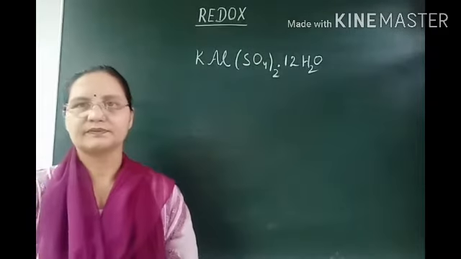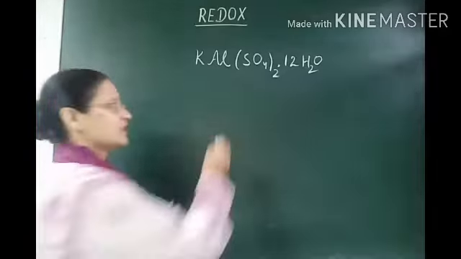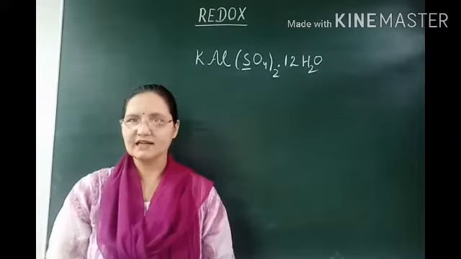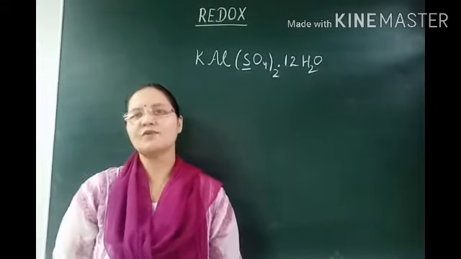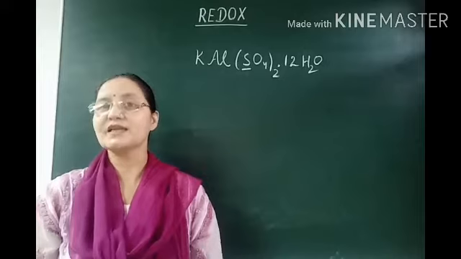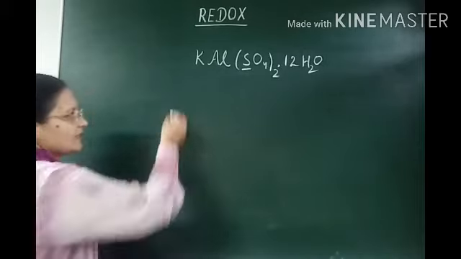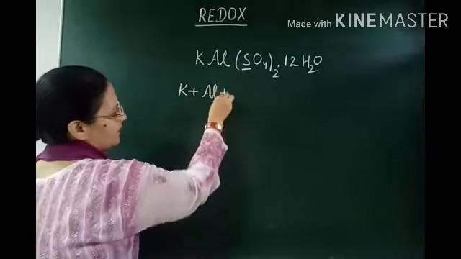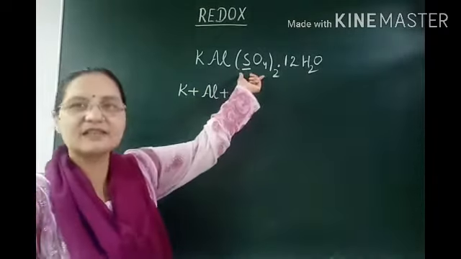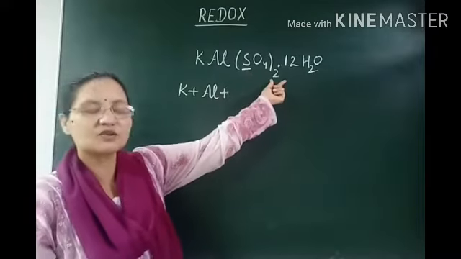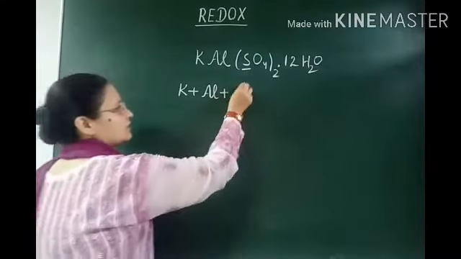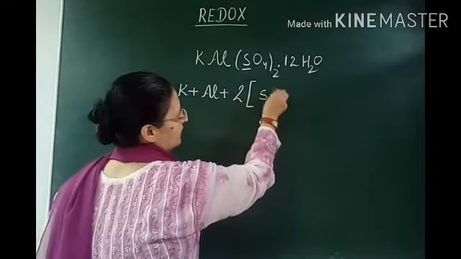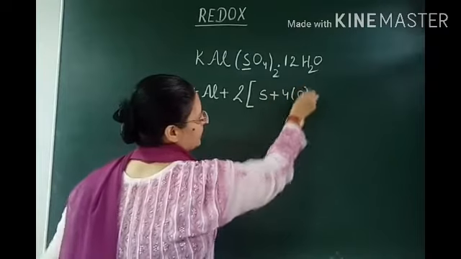Our last example. Calculate the oxidation number of sulfur in the given compound. Let us start. Again, as it is a neutral molecule, the total sum must be 0. So let us start. The oxidation number of potassium plus aluminium plus. Here we are having the sulfate ion, that is 2 in number. So we write 2 with sulfur and 4 oxygen.